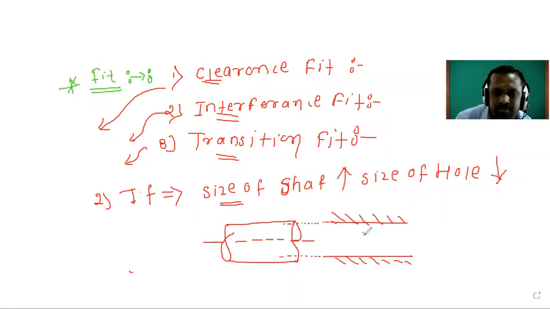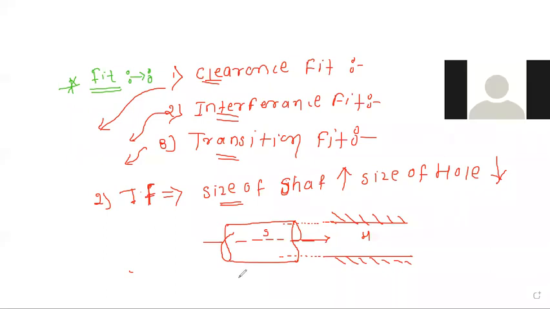Okay, this is the hole, and this is the shaft. And we have to insert that shaft into the hole. So whatever fit is generated is called the interference fit. Then tell me whether that interference fit will be a tight fit or a loose fit. Tight. Right. It is the tight fit.